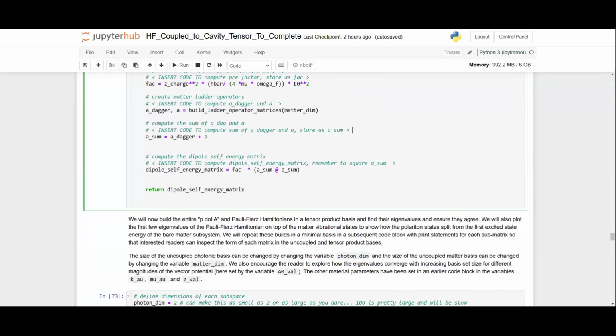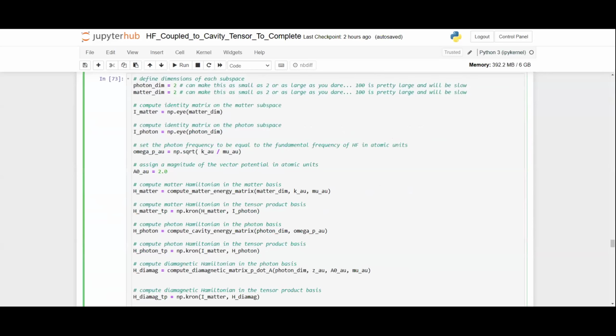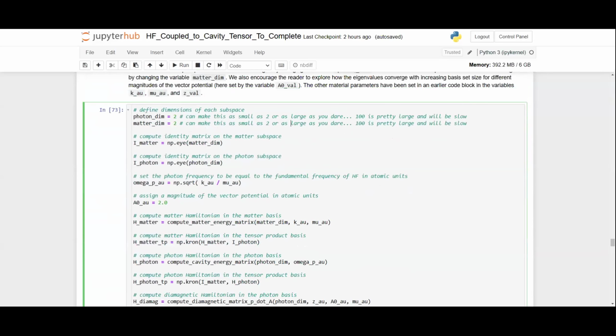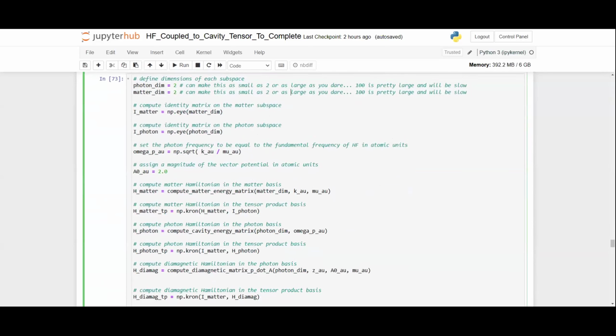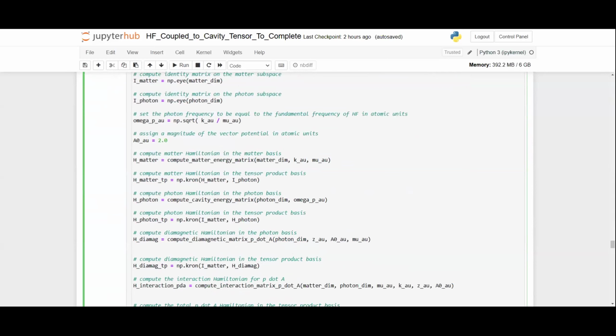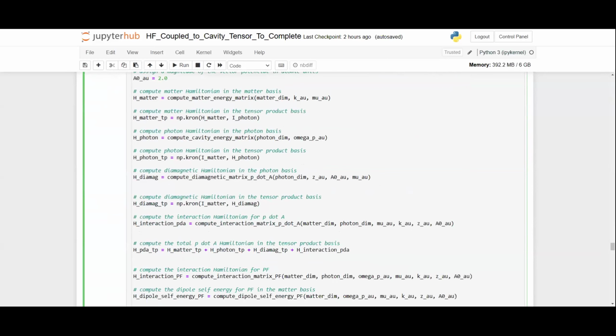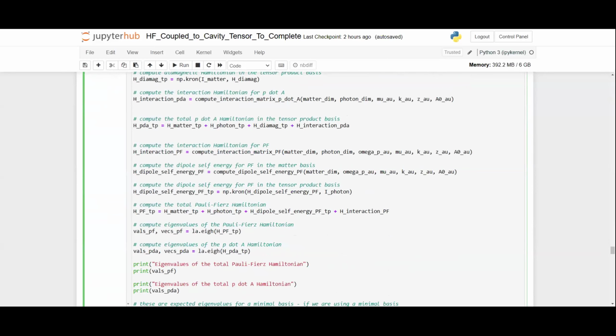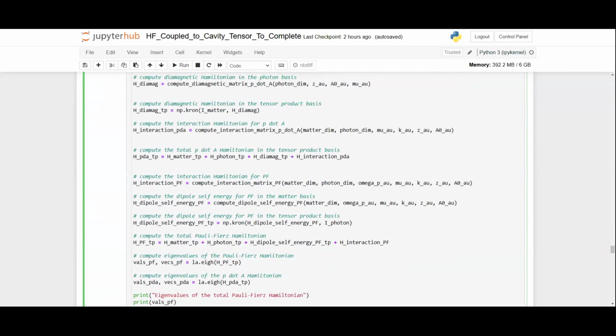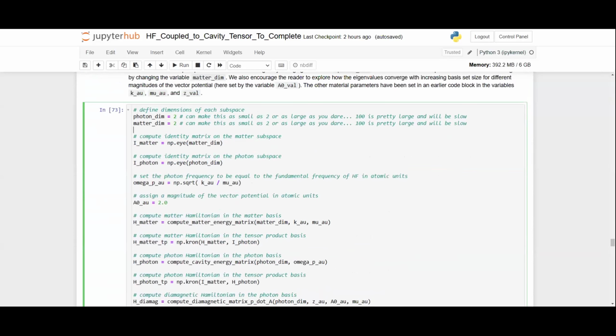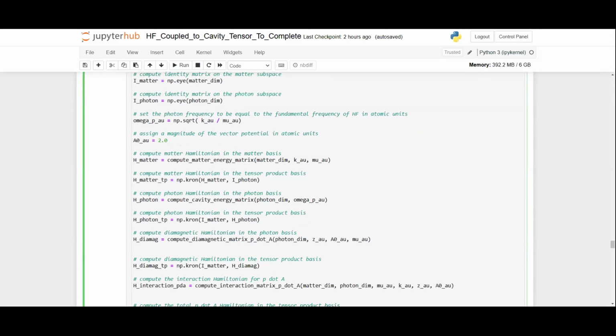Okay, there's no more code to fill in, but next part is using the functions we created above to build the entire, both the P.A and the Pauli-Fierz Hamiltonians. Jay, do you want to go through this code? Yeah, I'd be happy to do that. Okay. Yeah. Just replace and share.